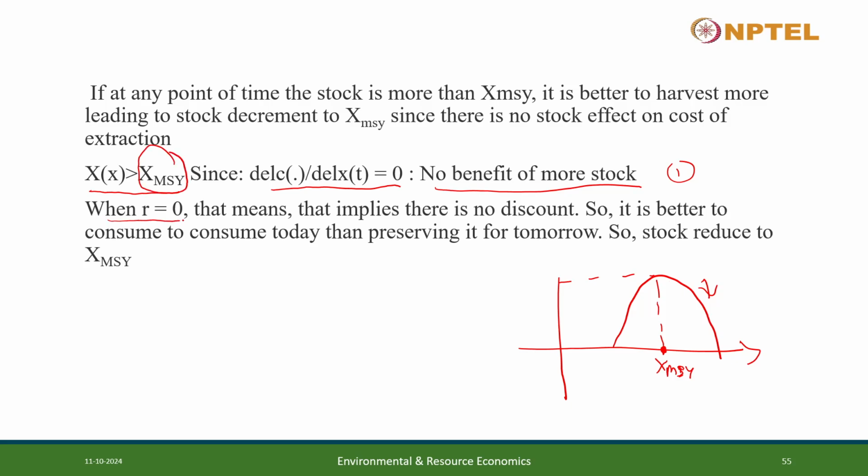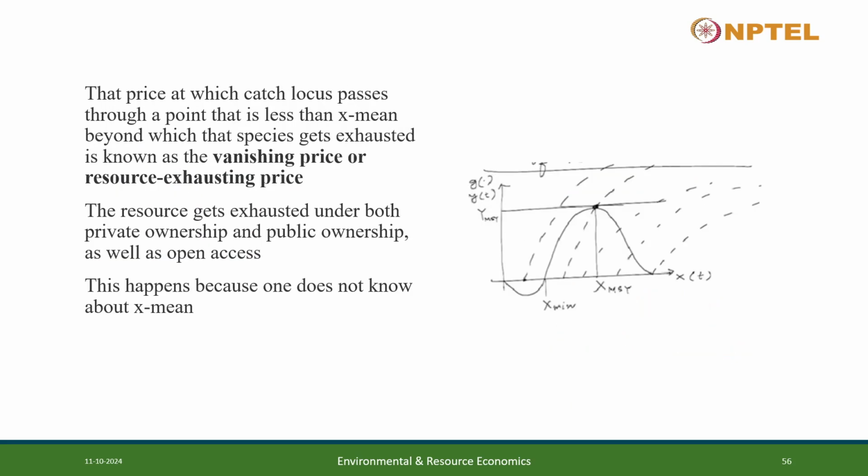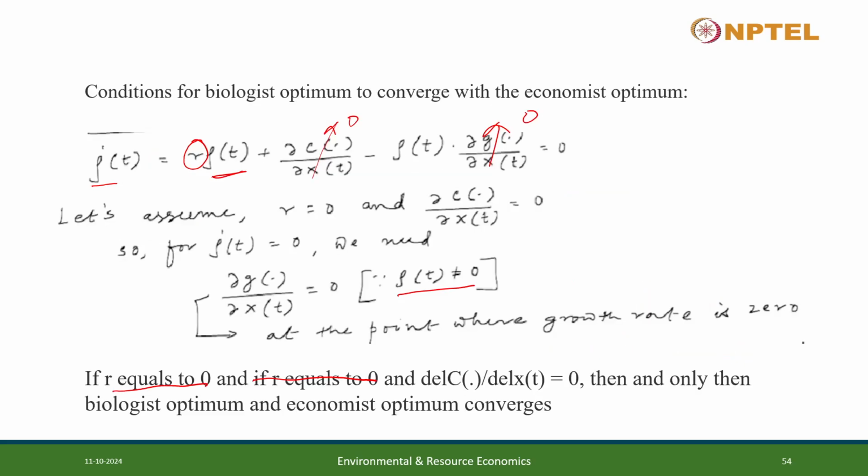And when r is equal to 0, when the rate of discount is 0, then there is no discount, so it is better to consume today than to reserve it for tomorrow. So these are the two conditions where we get that the biological optimum is achieved. This is the expansion of the previous two conditions only: that r should be 0 and the change in the cost with respect to xt is 0.